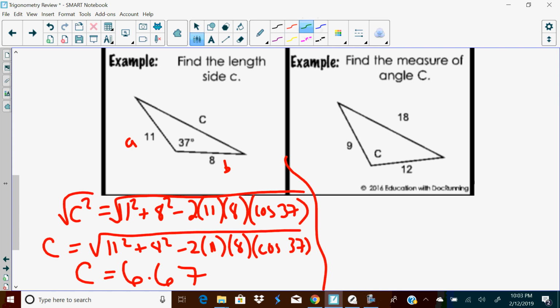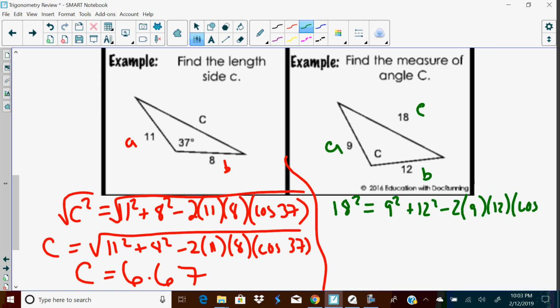So we're going to use the same thing. So I'm going to make this A, B, and then this one C. So I'm going to do 18 squared equals 9 squared plus 12 squared minus 2 times 9 times 12 times the cosine of C, because I don't know what that is. So then I just start to solve.